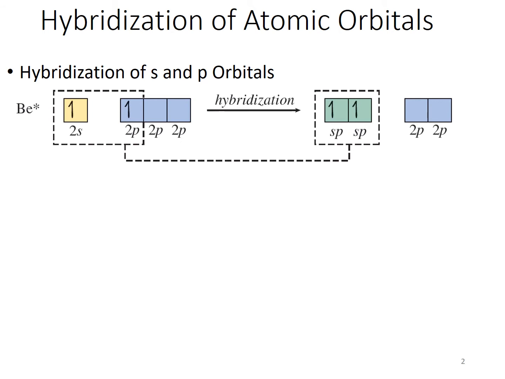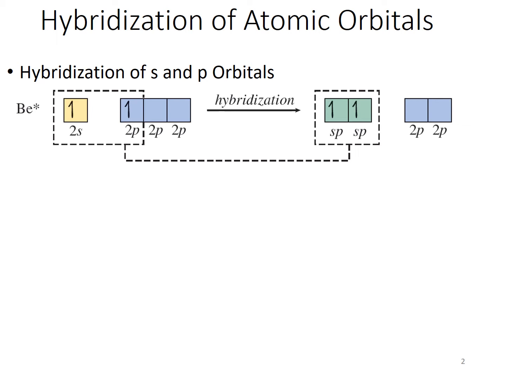So this is what we mean by hybridization of s and p orbitals. So here is beryllium, and actually we say beryllium with a little asterisk next to it. That means it's in its excited state. So we've put one of those 2 electrons into the 2p orbital. So here is the normal electronic configuration that we're familiar with, right? Where we have a 2s orbital and then 3 2p orbitals.